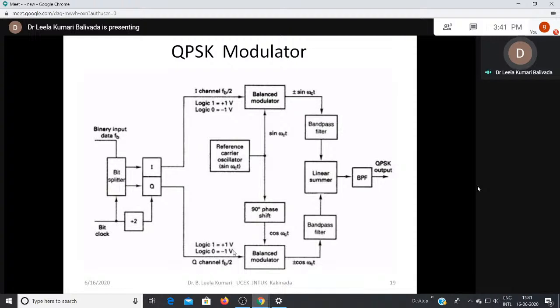Now the 2 inputs to the I channel balanced modulator: since we have transmitted 0, and 0 is represented as -1 volt, one input to the balanced modulator is -1 volt, and the other input is the reference carrier oscillator generated carrier, sin omega ct. And at the Q channel balanced modulator, the 2 inputs are -1 and cos omega ct.